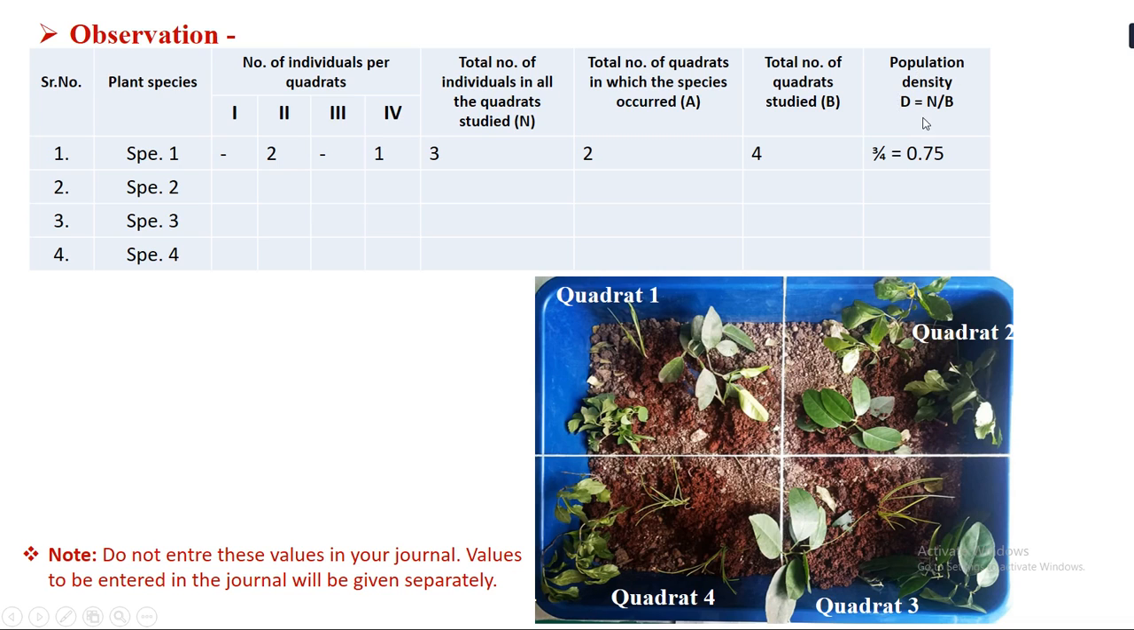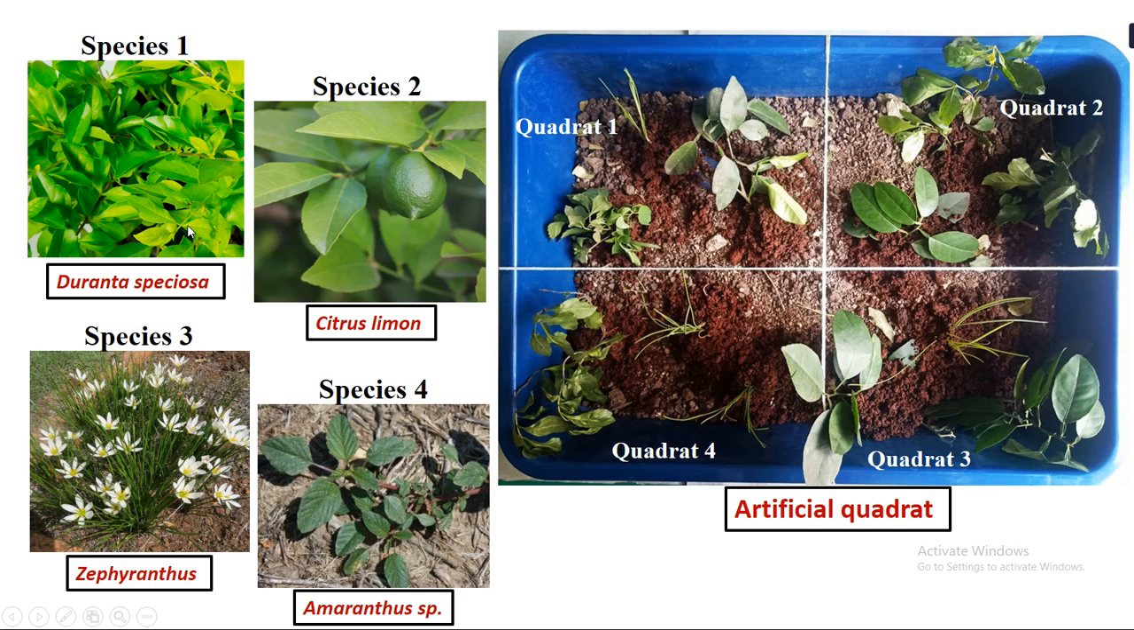Then you take out the population density as D equals N upon B. Students, here I have taken B, you can take it as S. In the observation table given in your handbook, the alphabet denoted was B, so I have taken B over here. So this is 3 upon 4. 3 is the total number of individuals in the quadrants, and B is the total number of quadrants that you have studied. If you calculate this, the value comes as 0.75. So 0.75 is the population density of Duranta speciosa.